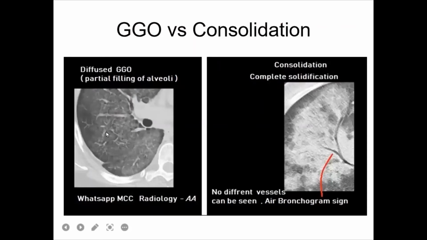Here I have a slide. For a beginner, this might look normal, but this is not normal. You can see it is involving a large area over here. At the periphery it is sparing, so that part is normal. This is the GGO, ground glass opacity, and you can still appreciate the bronchovascular markings below it. But in a consolidated patch, you cannot appreciate any underlying structure. Rather, you will see an air bronchogram sign, as I told you before.